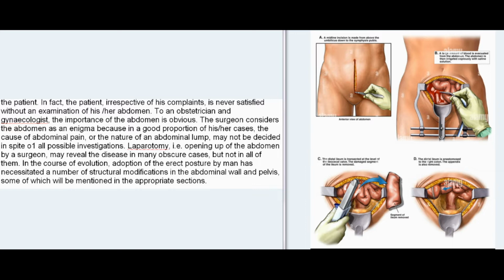The surgeon considers the abdomen as an enigma because in a good proportion of his/her cases, the cause of abdominal pain, or the nature of an abdominal lump, may not be decided in spite of all possible investigations. Laparotomy, i.e. opening up of the abdomen by a surgeon, may reveal the disease in many obscure cases, but not in all of them. In the course of evolution, adoption of the erect posture by man has necessitated a number of structural modifications in the abdominal wall and pelvis, some of which will be mentioned in the appropriate sections.